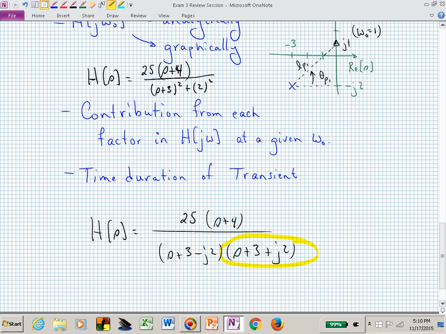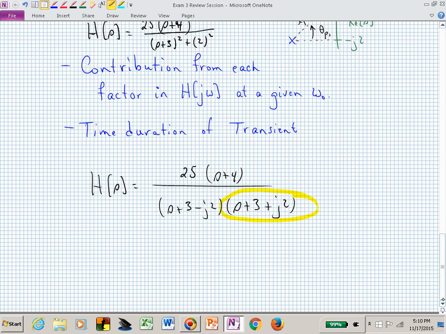That's the one you want to look at, and now you will be saying, what's the angle of that factor? How is it contributing to H? In this case, it's actually going to be theta p1, but since it's in the denominator, if I say how does it contribute to H at j1, or at omega not equal to 1, you need to subtract that because it's in the denominator.